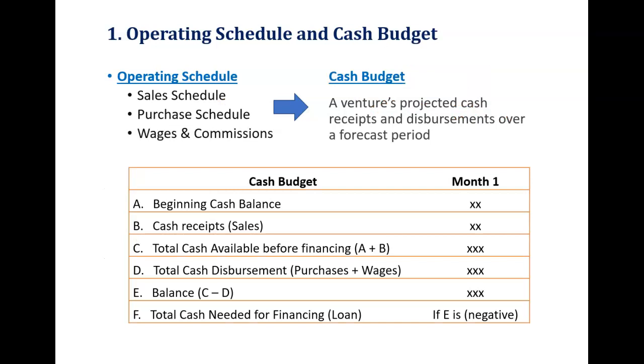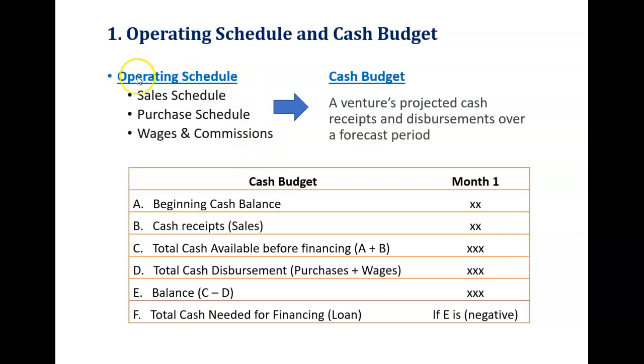The first tool for short-term financial planning is the operating schedule and cash budget. As I mentioned just now, an entrepreneur needs to prepare three types of schedule. The first one is the sales schedule, which covers all the sales forecast. The second one is the purchase schedule. This covers all the purchase items, and wages and commissions, how much money is spent to pay the wages, the labor or the commission costs.